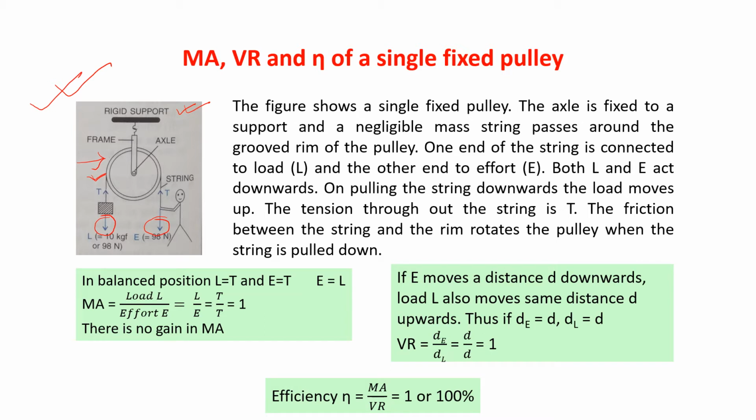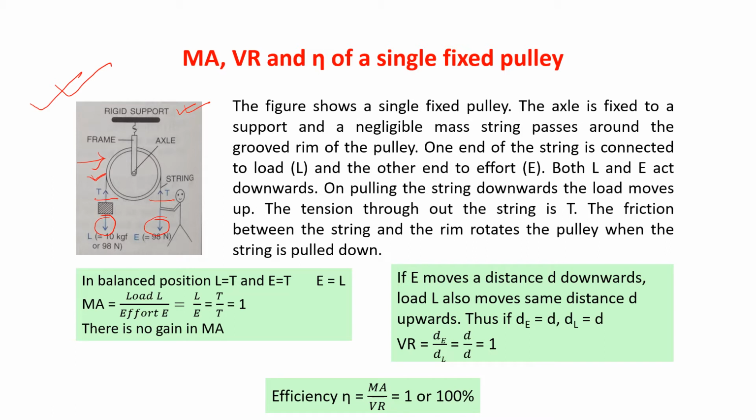Whenever you draw the pulley system, the rope, you must show the tension in the upward direction. Showing this tension is very important if you are drawing a fixed pulley or a movable pulley, whatever it may be. So there are two tensions acting vertically upward and the load and the effort are acting vertically downward. Now let us see what is written here.